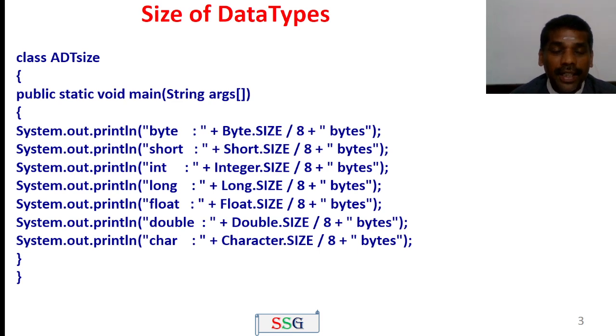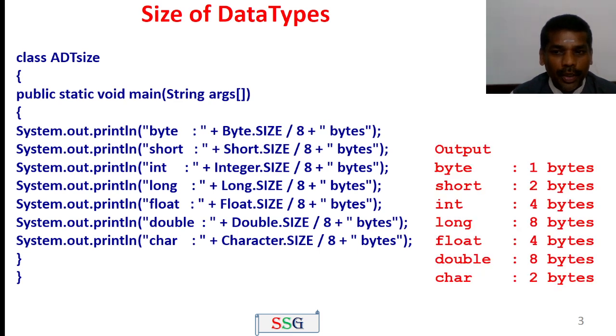Short returns 2 bytes of memory. Integer returns 4 bytes of memory. Long returns 8 bytes of memory. Float is also 4 bytes of memory, double 8 bytes of memory. Only one important point: the character data type returns 2 bytes of memory. In C language, the character data type returns 1 byte of memory. In Java, the character data type returns 2 bytes of memory.